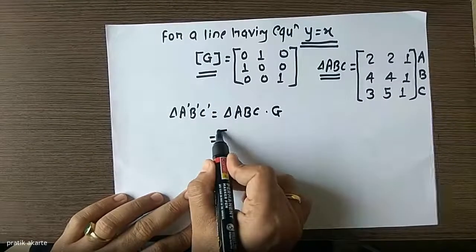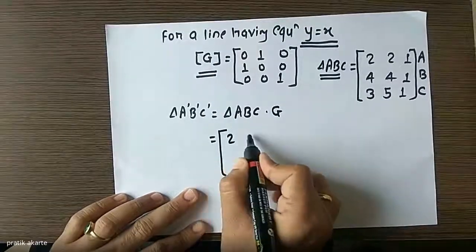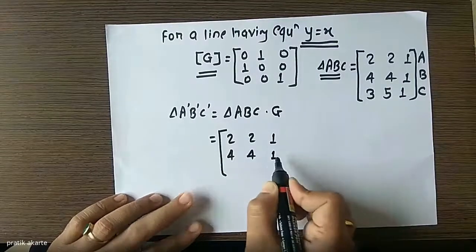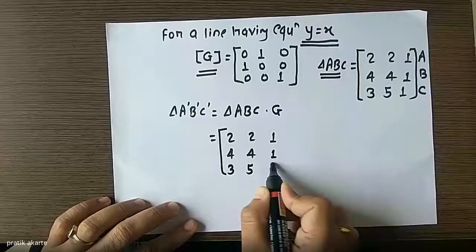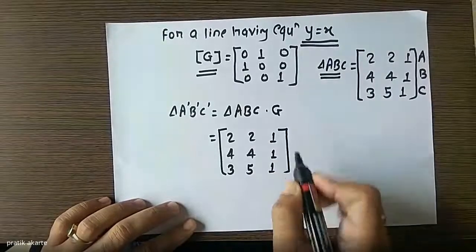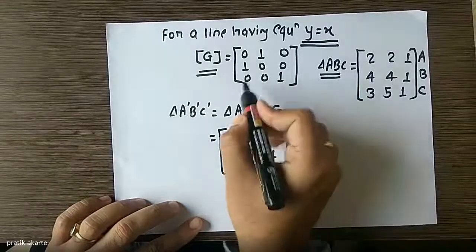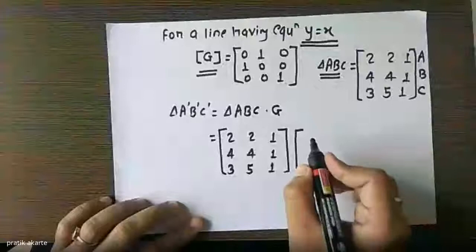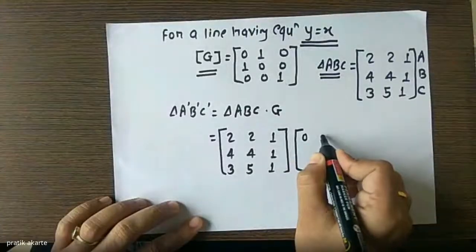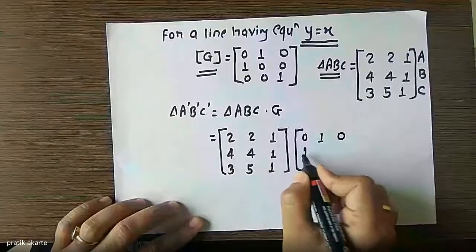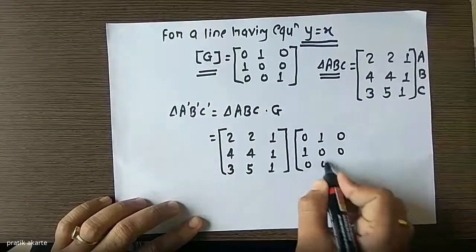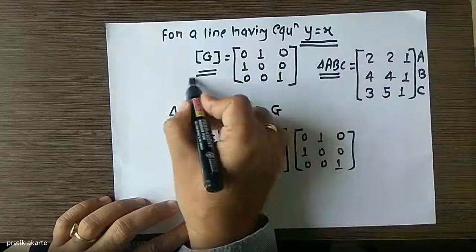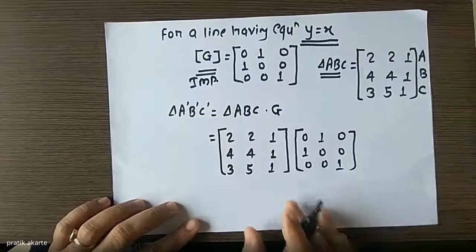Okay, so we write triangle ABC as 2, 2, 1, 4, 4, 1, 3, 5, 1 into G. So G is for mirroring about the line having equation y is equal to x. So 0, 1, 0, 1, 0, 0, 0, 0, 1. This is important. This one is important. You need to remember it.